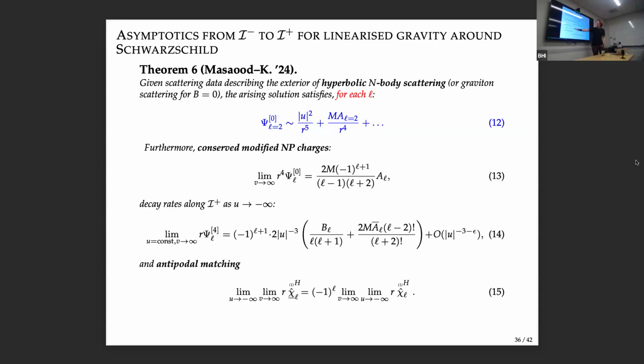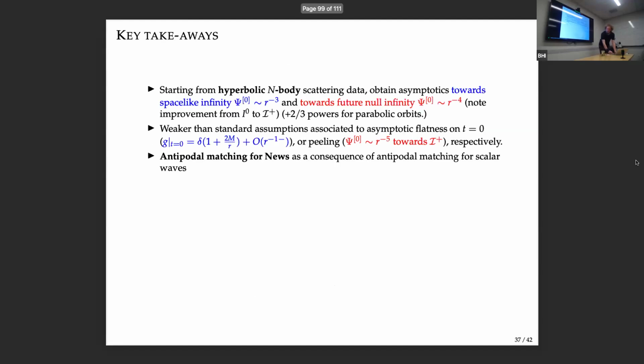So you can also obtain a complete description of the decay rates along scri as u tends to minus infinity, and you can prove antipodal matching so that the two memories match antipodally. Here, chi hat bar and chi hat are the incoming and outgoing shear, so the news functions along both infinities. So let me just put it in words instead. So starting from a hyperbolic n-body scattering data set, we obtain asymptotics towards spacelike infinity, where psi naught goes like r to the minus 3, and towards future infinity, where psi naught goes like r to the minus 4. And this is weaker than the typical assumptions people have placed on Cauchy data. So for instance, this is weaker than the assumption that was posed by Christodoulou and Klainerman in their work on the stability of Minkowski spacetime. And you can prove antipodal matching for the news as a consequence of antipodal matching for scalar waves.